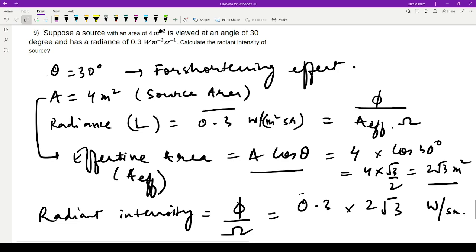Which turns out to be this quantity, and then you can just plug it in the radiance formula to get the radiant intensity, phi by omega.